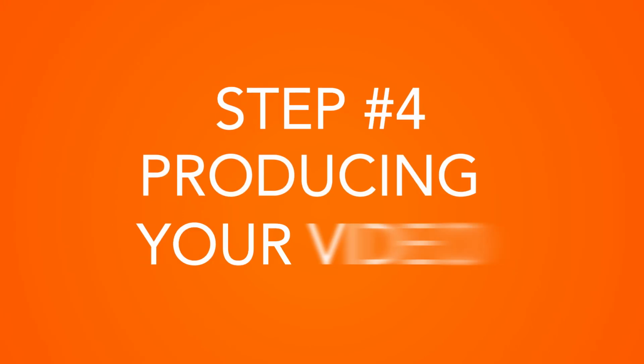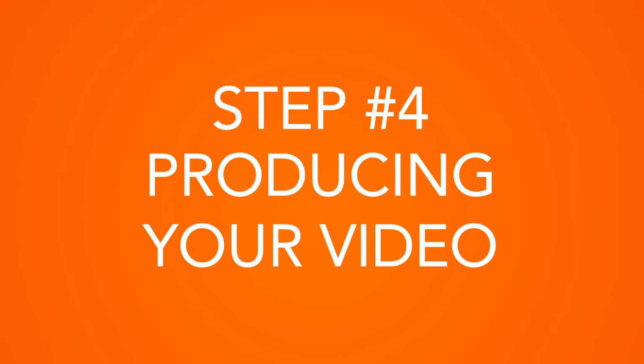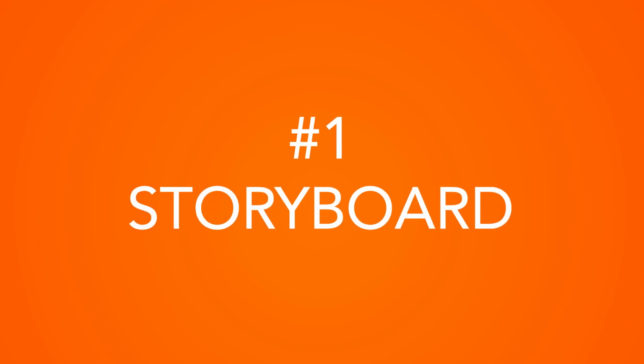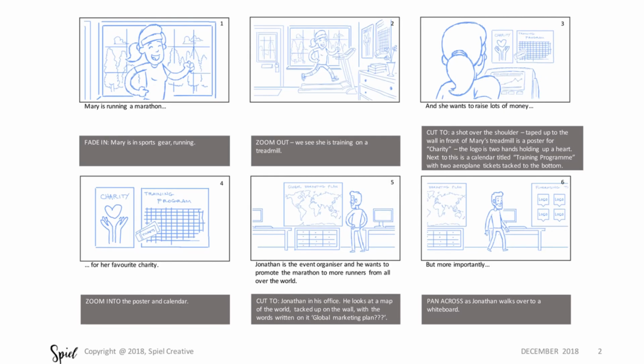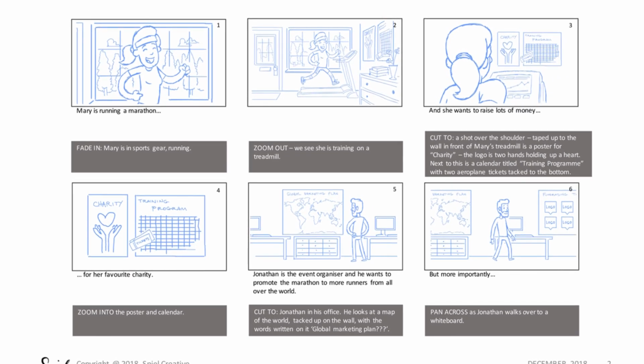Step 4, producing your video. The production stage has steps all of its own. The first is your storyboard. Here, the art team visualizes the script by drawing out multiple sketches for each scene or sentence. Then, the strongest concepts are chosen and arranged alongside the script in the order that they all appear on screen.